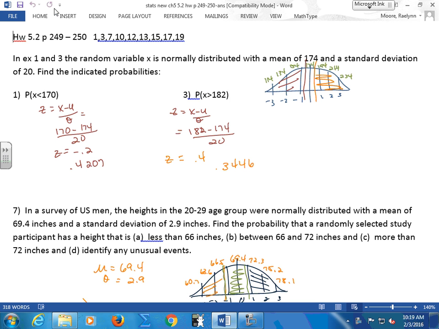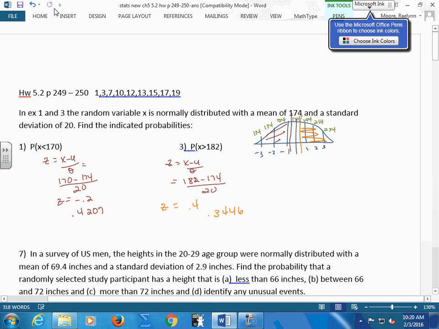Okay, so again, you can see that it's less than 50%. That's a good eyeball thing to look at. If it's greater than 182, then I'm shading to the right. And that looks like it's less than 50%. So when I look up my answer and I see that it's more than 50%, I'm going to subtract it from 1. Also remember, you can look up the opposite. Instead of looking up the 0.4, you can look up the negative 0.4 because it's the same exact area to the left of the middle.